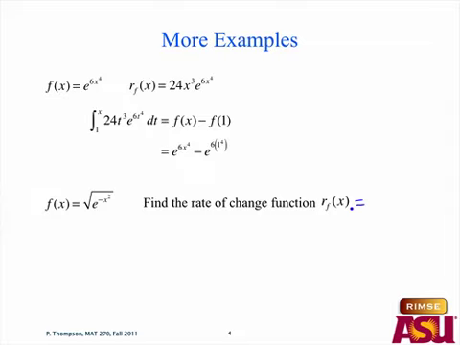Patrick, you're up. Did you get it? I think it's 1/2 times e to the negative x squared to the negative 1/2 power. Okay, can I write it this way? Yes. Okay. Multiplied by e to the negative x squared times negative 2x. How did you do?